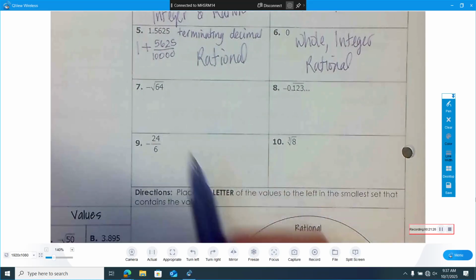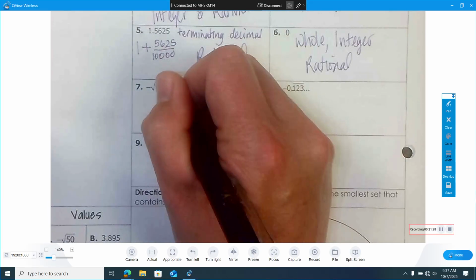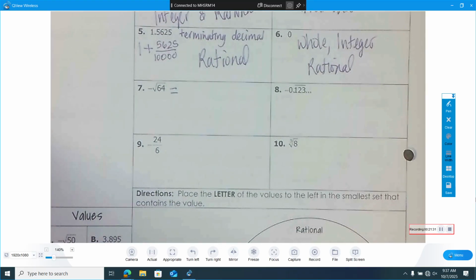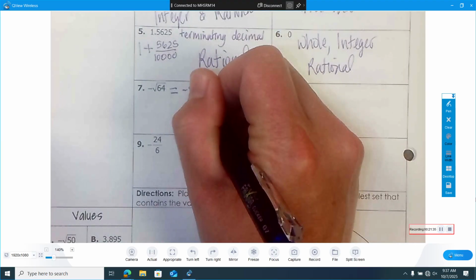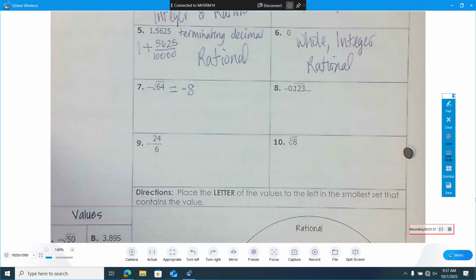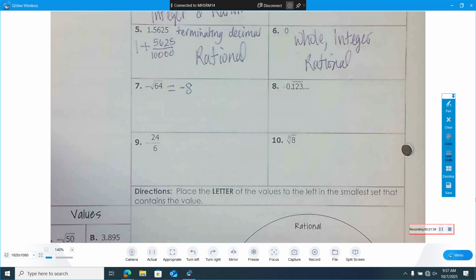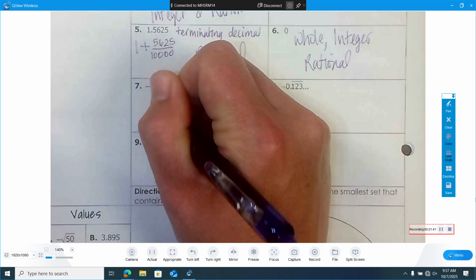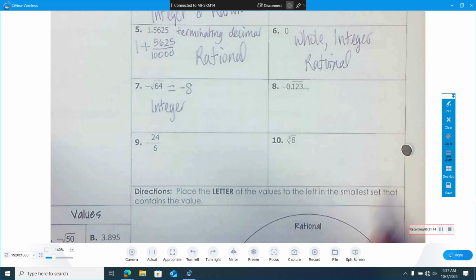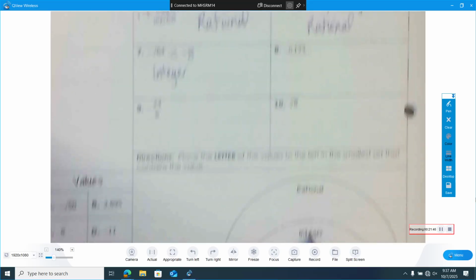All right, what about negative root 64? I think that simplifies. What is the square root of 64? 8. With a negative becomes negative 8. All right, where does negative 8 belong? Integer. And if it's part of the integers, it's also rational.